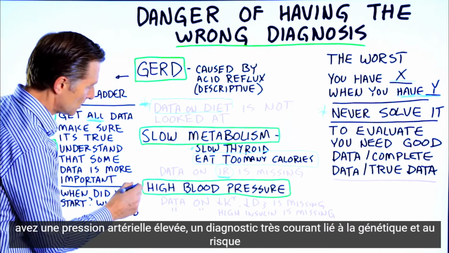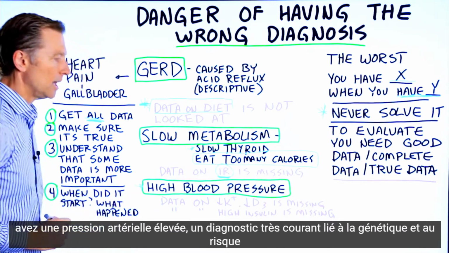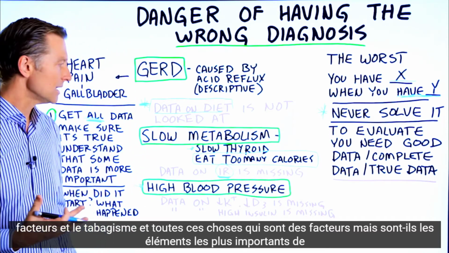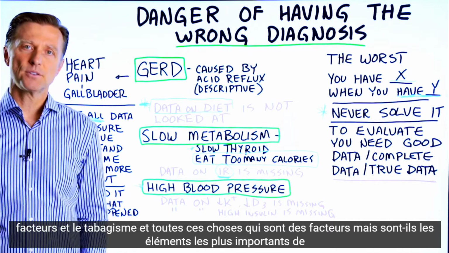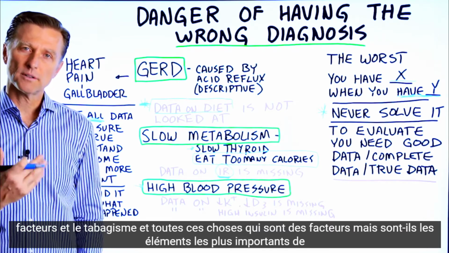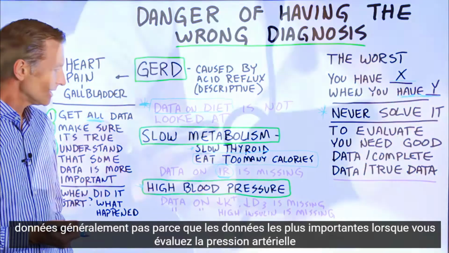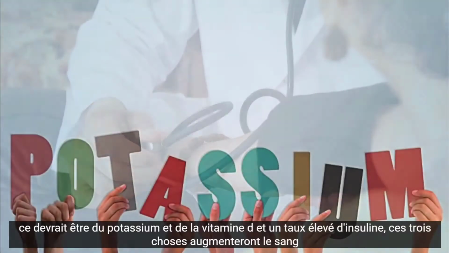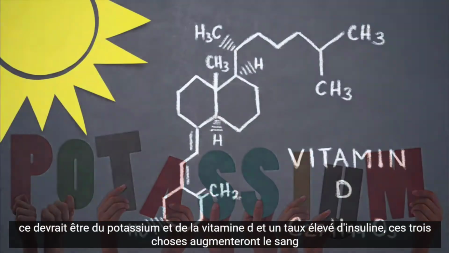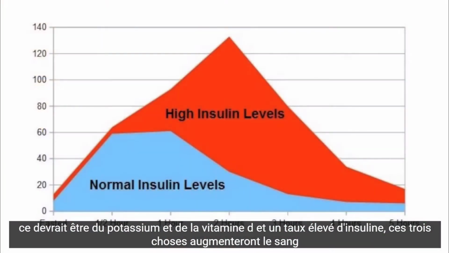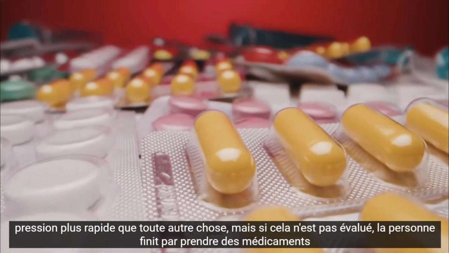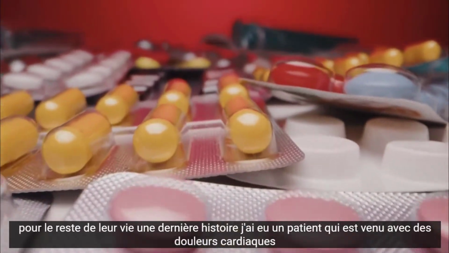Okay, then you have high blood pressure, which is a very common diagnosis, which is related to genetics and risk factors and smoking and all these things that are factors, but are they the most important pieces of data? Usually not, because the most important data when you're evaluating blood pressure should be potassium and vitamin D and high insulin. These three things will raise blood pressure faster than anything else. But if this is not evaluated, the person ends up on medication for the rest of their life.